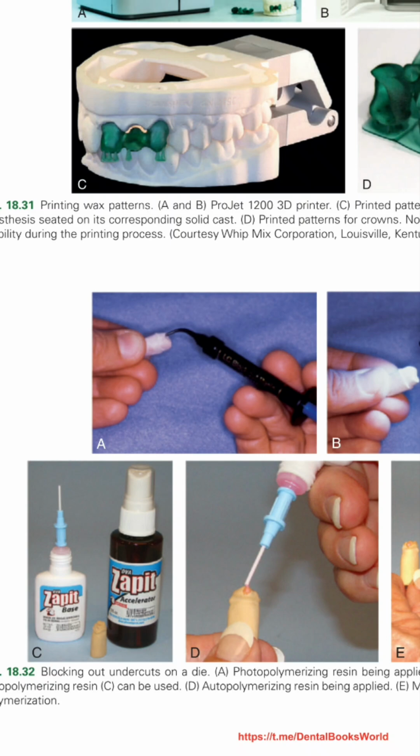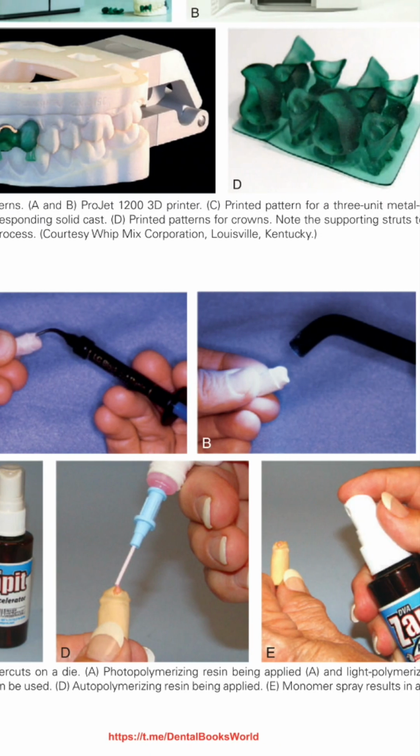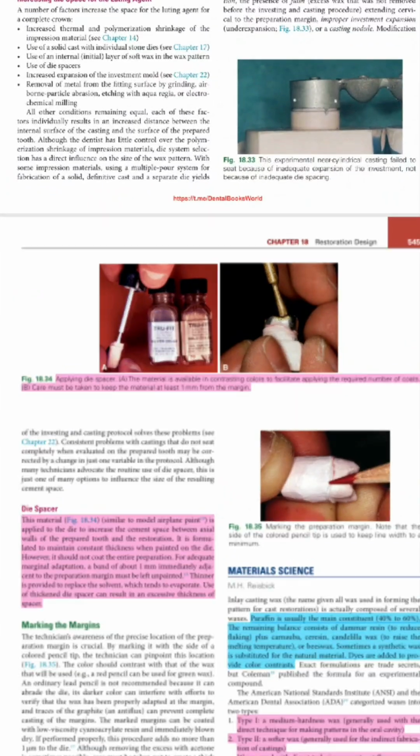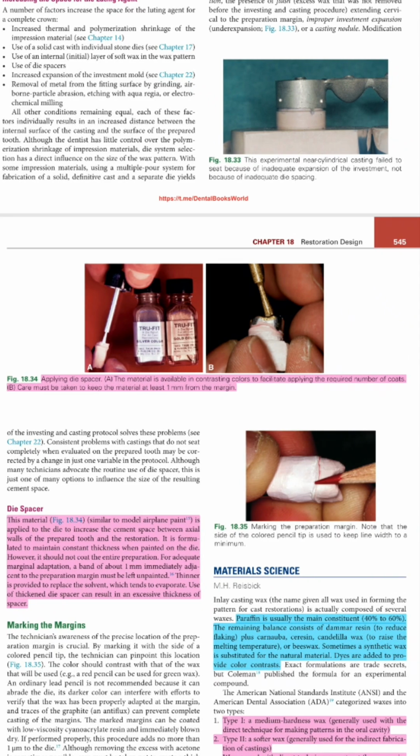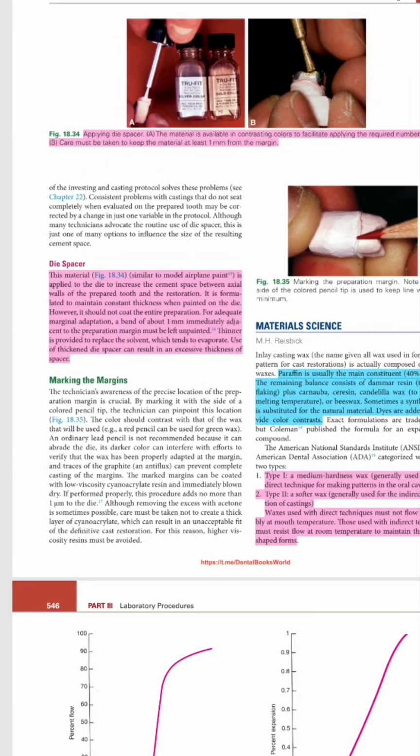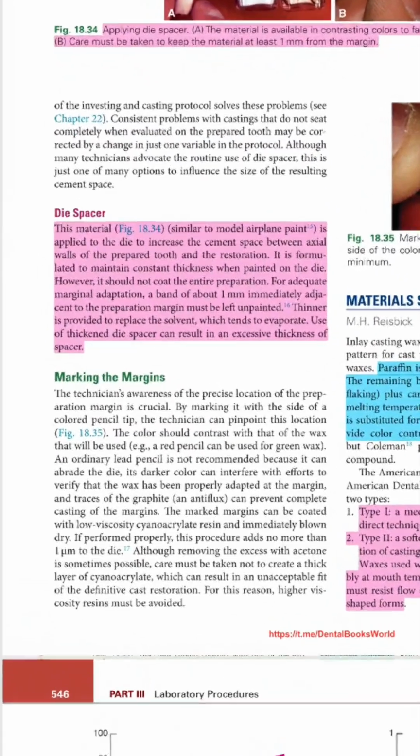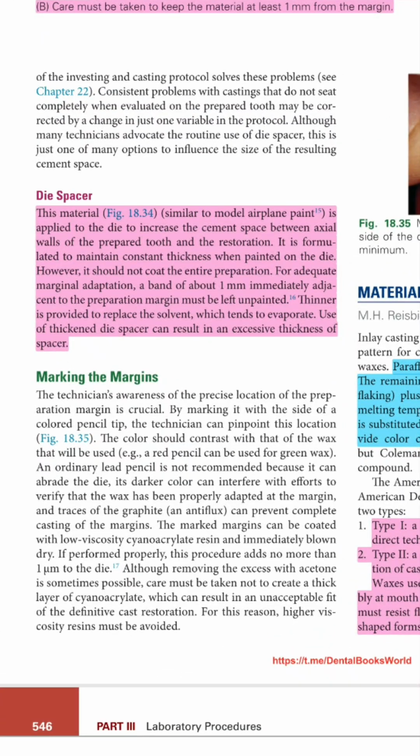The first step is blocking out the undercuts using a resin die spacer. It is available in contrasting colors to facilitate applying the number of coats. It must be kept 1 millimeter from the margin. We do the die spacer step because it is the space for the cement in the future.